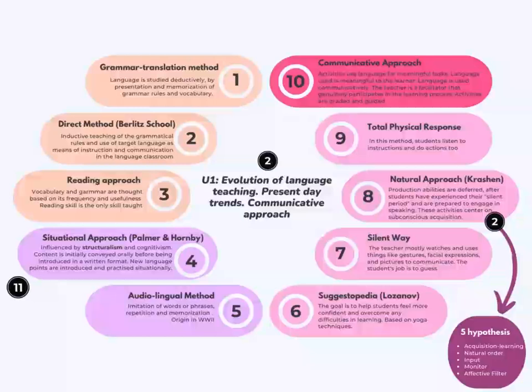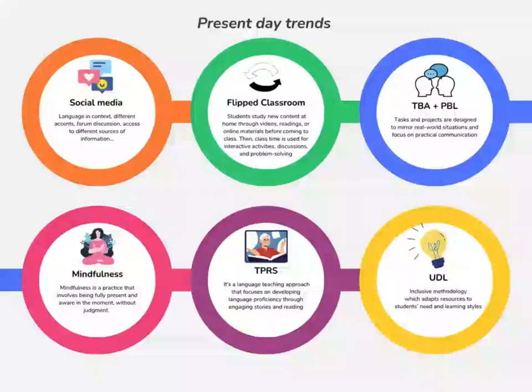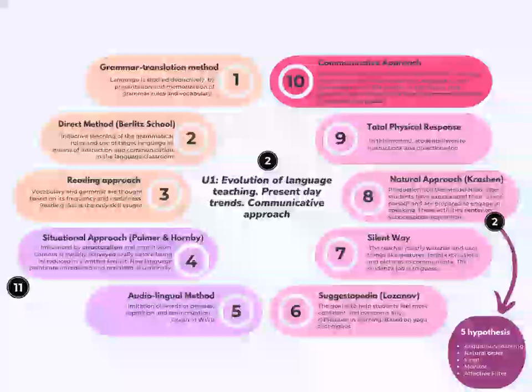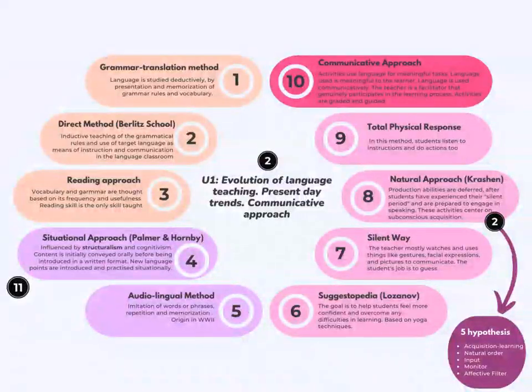So from numbers 1 to 3, we might see the first methods. Number 4 to 5 correspond to the 20th century approaches. From numbers 6 to 9, we can see the humanistic approaches. And last but not least, we might see the communicative approach in number 10, together with the present-day trends in the next slide.